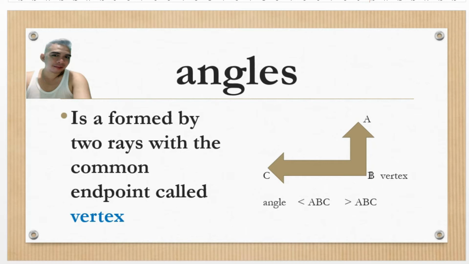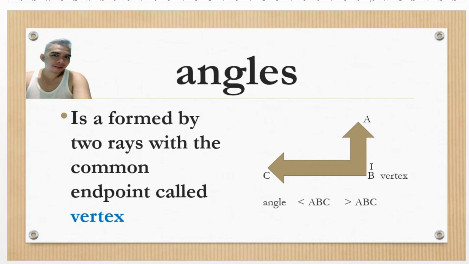Ang tawag po dito is vertex, yung kung saan sila nagtatagpo, yung dalawang rays. Okay. So, vertex po ang tawag doon sa bagay na kung saan yung dalawang line nagmi-meet or nagtatagpo sa isang bahagi. So, tawag doon is vertex. So, the symbol is angle ABC.